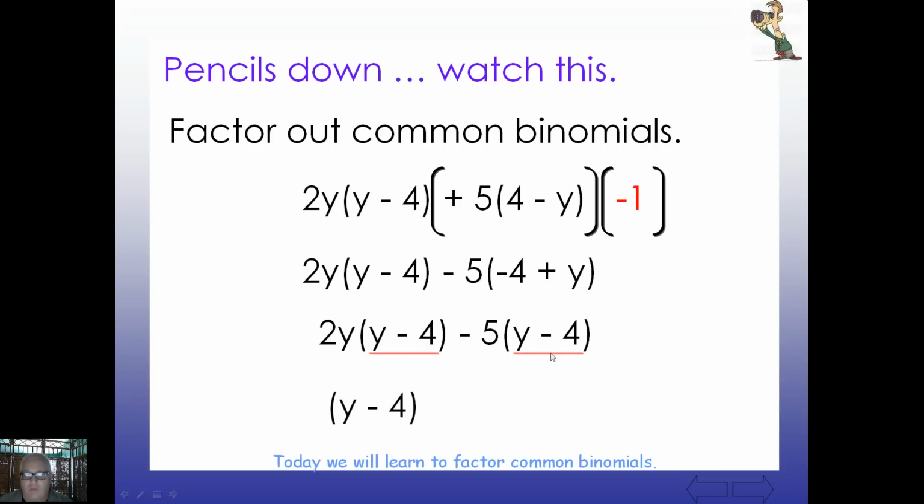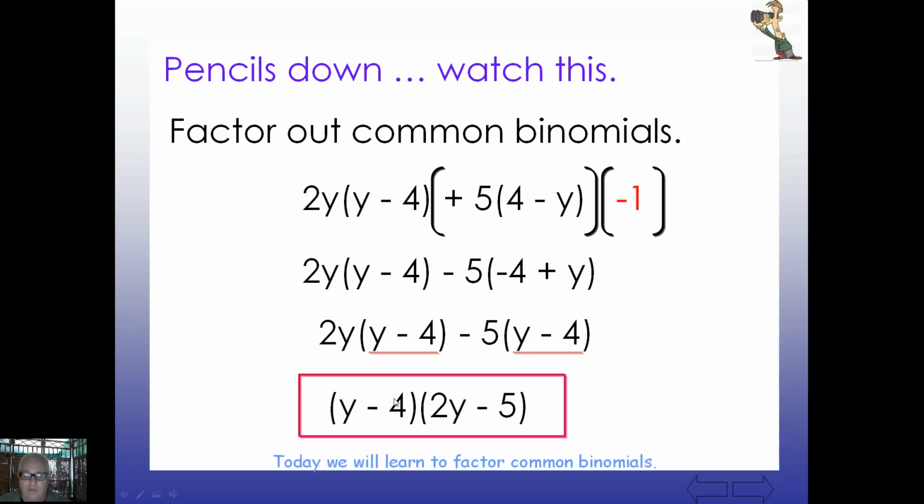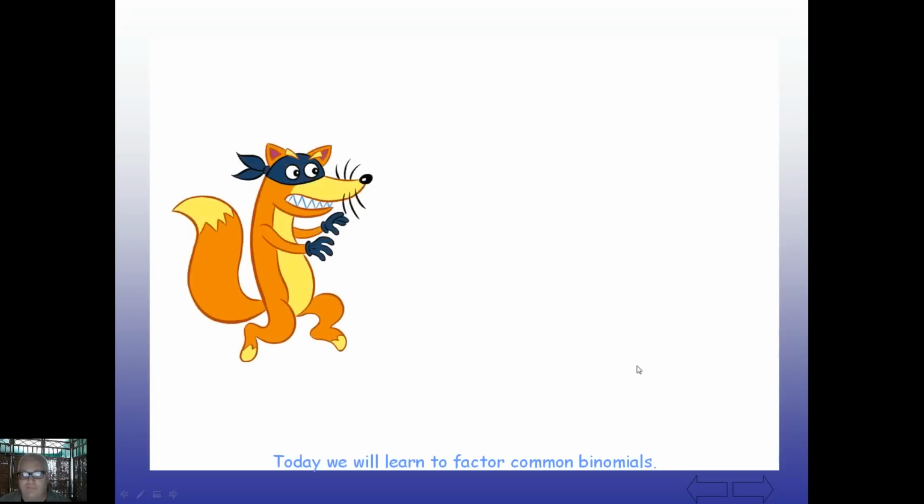So let's go ahead and factor out the y minus 4, and what's left behind? 2y minus 5. And there's your factored form right there. So yeah, kind of a tricky one there, which you'll come across on occasion, but not very often.